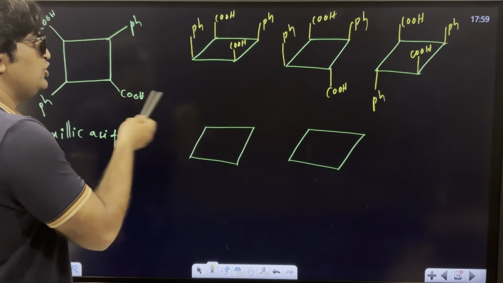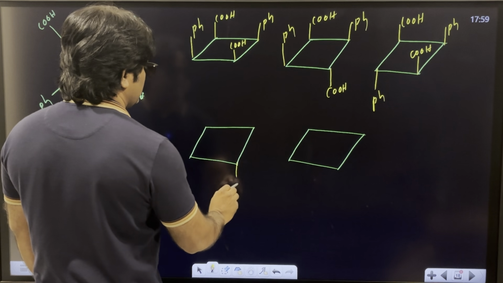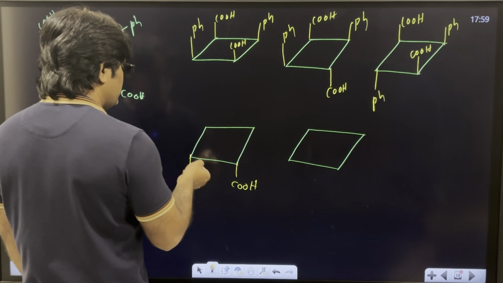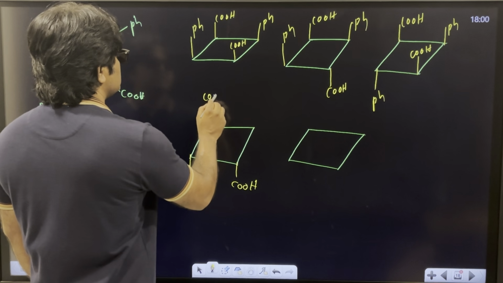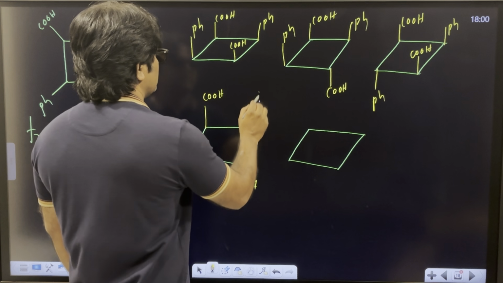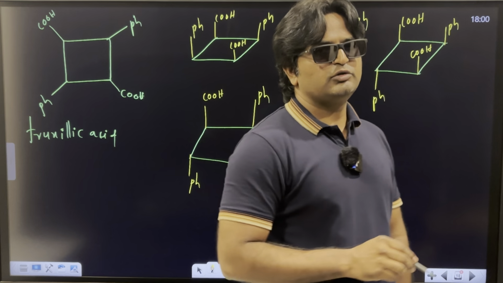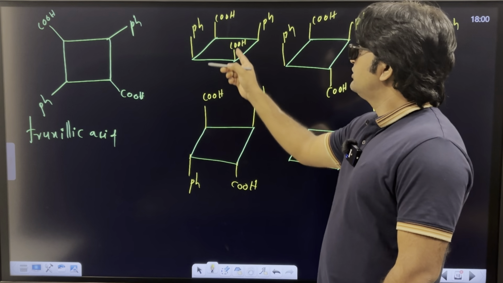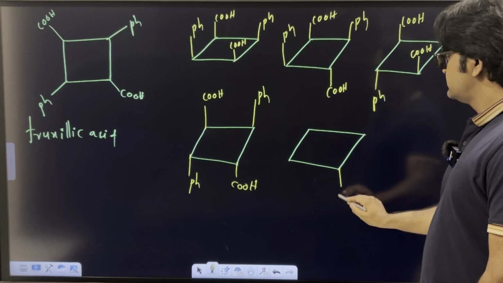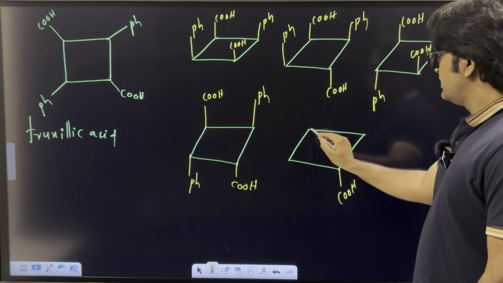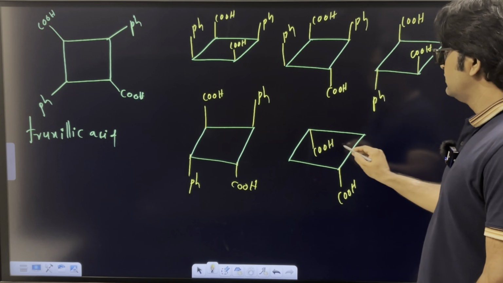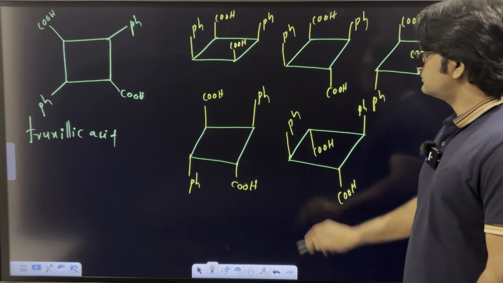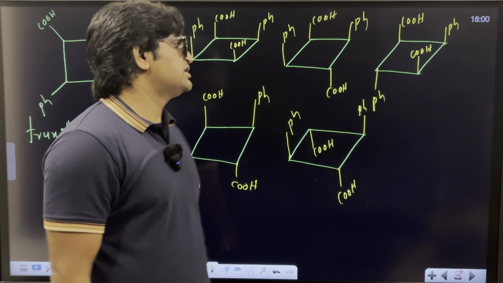Next one, I am taking two groups below. From the 1 2 position I am taking carboxylic acid and phenyl below, and here as it is carboxylic acid and phenyl. This is the fourth possibility. And what is another possibility? Instead of the 1 2 position, you can take the 1 4 position. Here COOH below, again COOH below. Next phenyl above, and this phenyl also above. These are the maximum possible varieties.